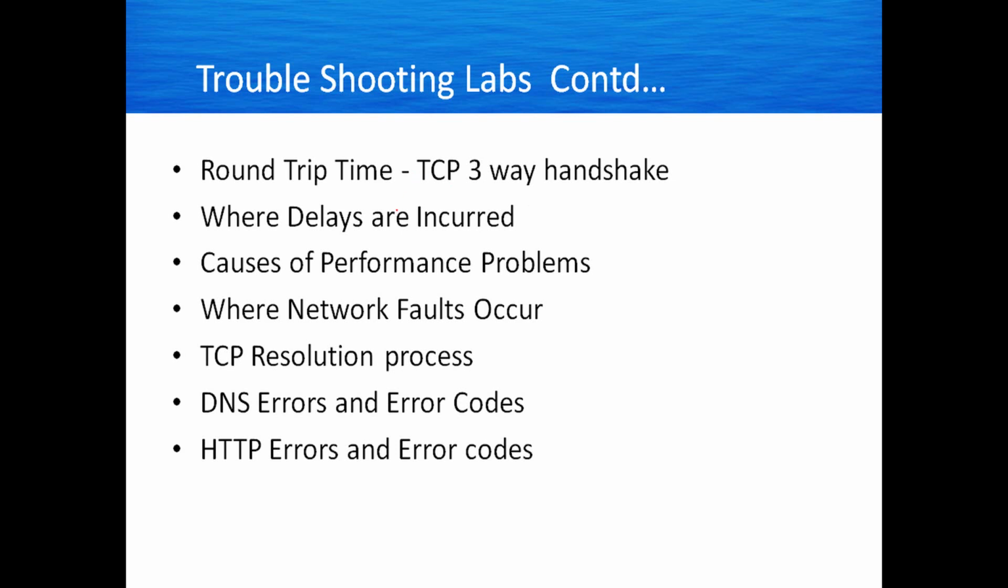The troubleshooting labs continue. The round trip time, three-way handshake. Is there any delay in the three-way handshake round trip time? Where the delay actually occurred, what are the various causes of the performance problem, and where will the network fault occur? What is the TCP resolution process? If you really understand the TCP resolution process, then you can pinpoint where the problem could be.